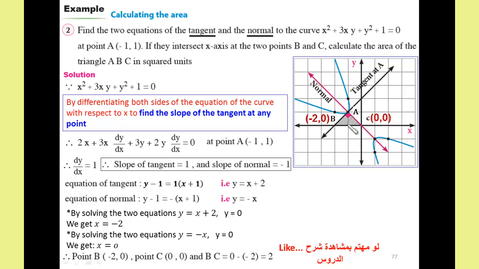And what is the height of this triangle? What is the length of the height? It is 1. So now we can calculate the area of triangle ABC. Area of triangle ABC equals half multiplied by base, which equals 2, BC, multiplied by height, which equals 1, so 1 square unit.